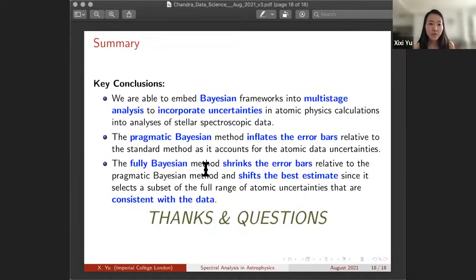So in summary, we are able to embed the Bayesian frameworks into this multi-stage analysis to incorporate the atomic data uncertainty into the stellar spectral analysis. And then the fully Bayesian method is able to shrink the error bars relative to the pragmatic Bayesian methods, and also shift the best fit estimate because it selects a subset of atomic uncertainties that is more consistent with the observed photon counts.